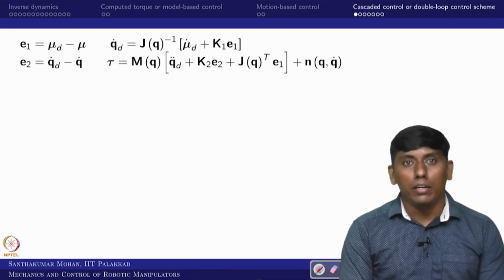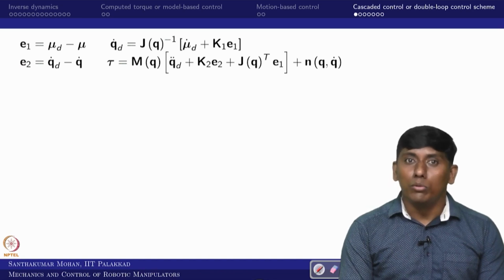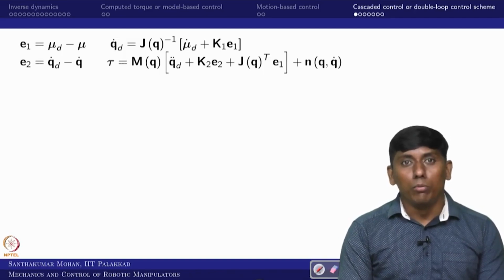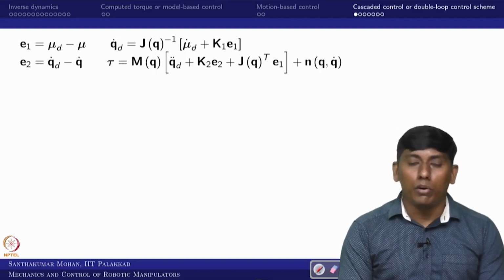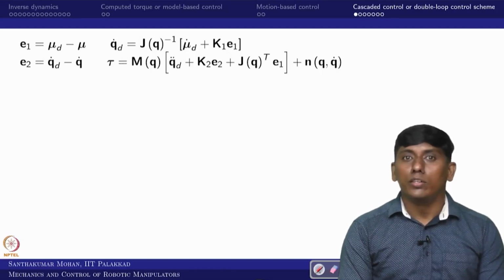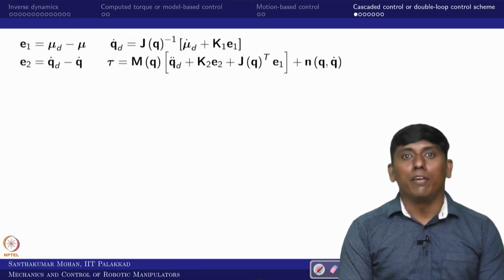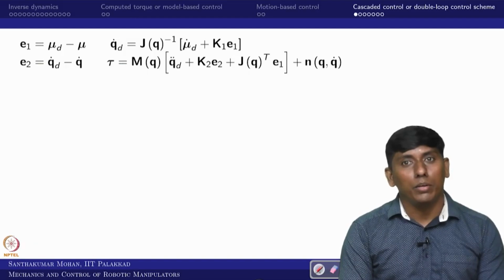seen there would be two errors. So E1 is μ desired minus μ, whereas E2 is q dot desired minus q dot, where the q dot desired is not directly derived from the inverse kinematics or inverse differential kinematics. In the sense what we are trying to do, the initial loop, the outer loop, would give the desired value for the inner loop. In the sense the q dot desired would be obtained from the outer loop, which we have written as q dot desired as Jacobian inverse into μ dot desired plus k1 E1.